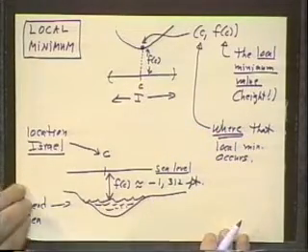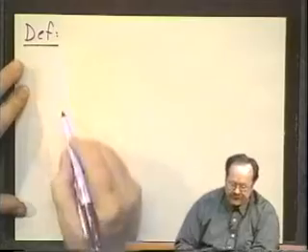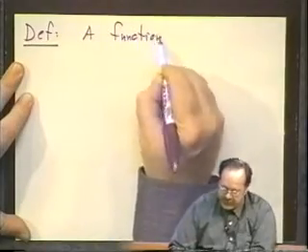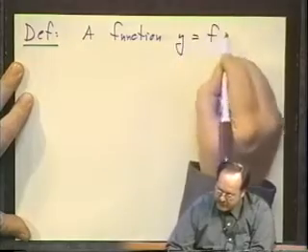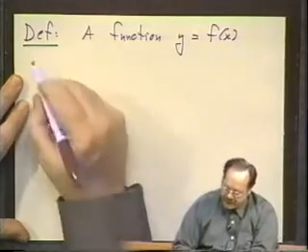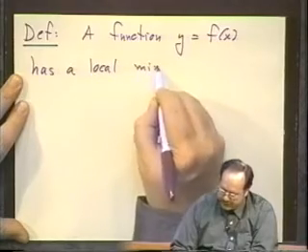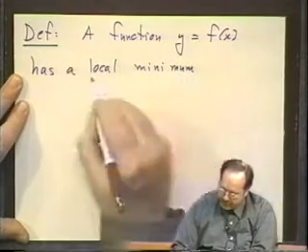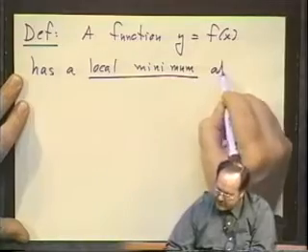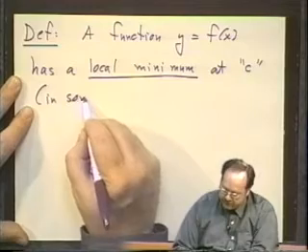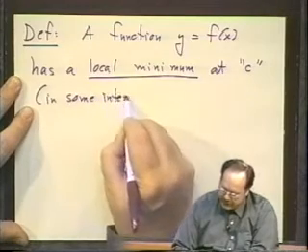Well, with that in mind, we can go ahead and do the definition just as we did for local maximum. Definition, a function. It helps to see this written out once again. A function y equals f of x has a local minimum this time, local minimum at that point C, and that's in some interval I.